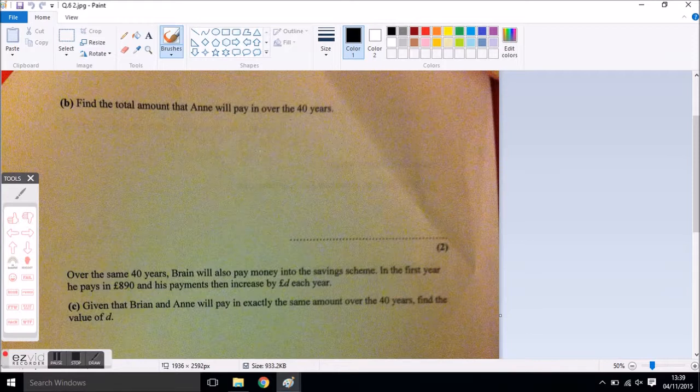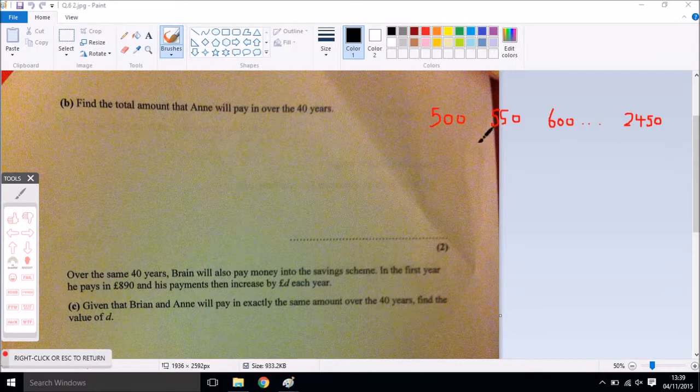So all of those terms in the sequence, so let me just quickly put this on here. So just remember that the sequence was like this. You have 500, 550, 600, and so on. Okay, dot dot dot. Okay, we know the 40th term was 2,450. That was the 40th term. Okay, so this question here is you need to find the total amount over the 40 years. So what you're doing is you're actually adding all of these terms. So you're adding those first 40 terms.